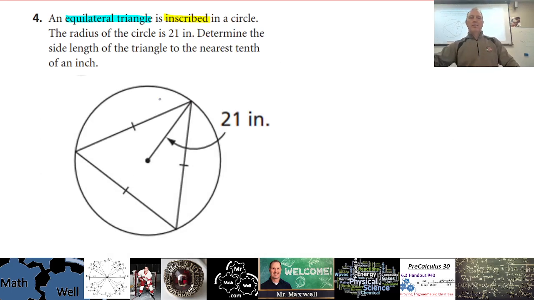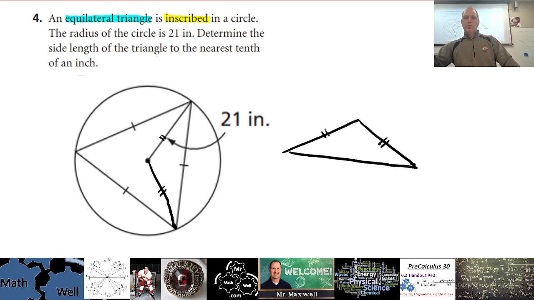We want to find the length of this side, right? We want to find the length of one of the sides. So two things. I know that, and I drew this before, but I do have another radius over here, right? That is also 21. Okay, so I have a triangle, and if I redrew that triangle out, it might look something like this. So there's the two radii of 21, and here's my side.